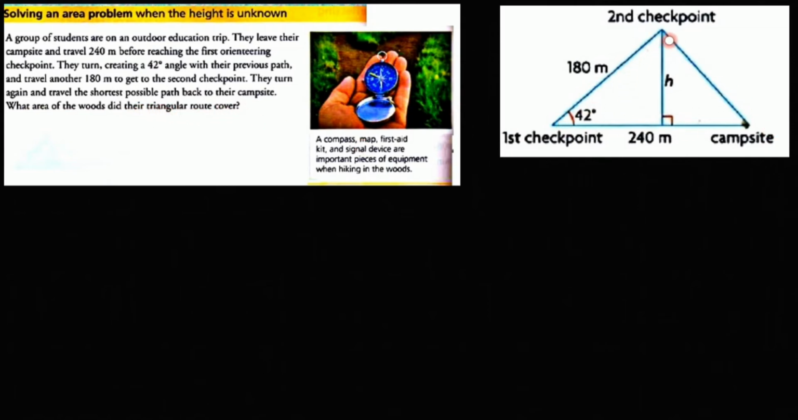So in order to calculate the area of this triangle, we know the base, 240 meters. We have to find the height, right? So I draw a line segment perpendicular to the base. This is set to h. So we have to find h, right? We know the 42 degrees. h is the opposite side to 42 degrees. This is a right angle, a right triangle.